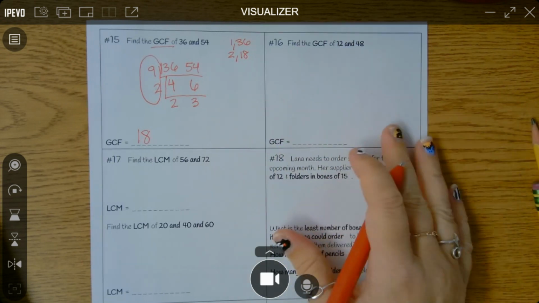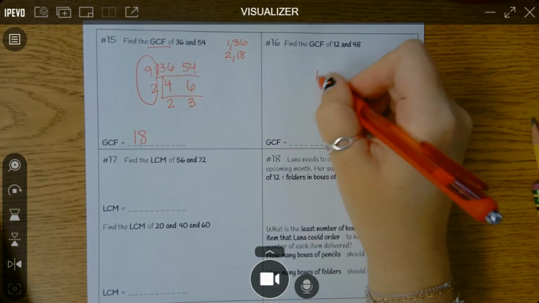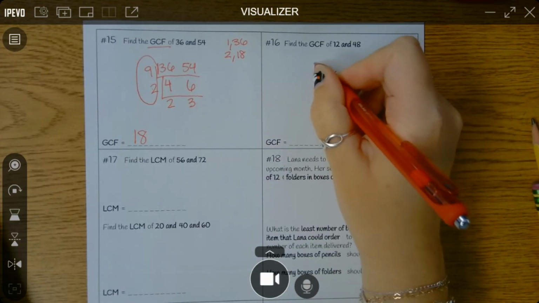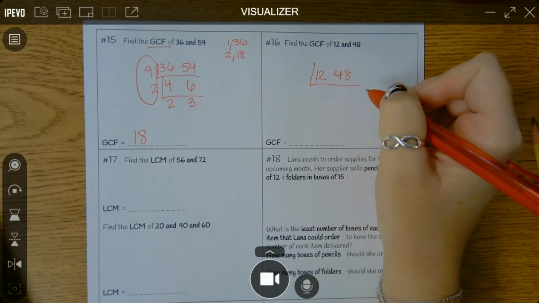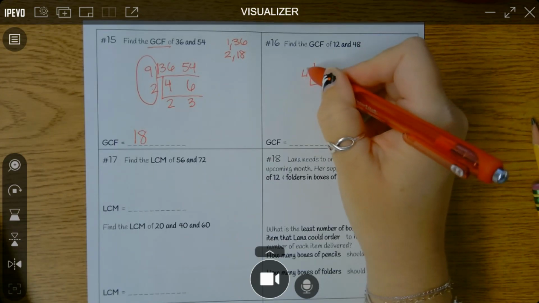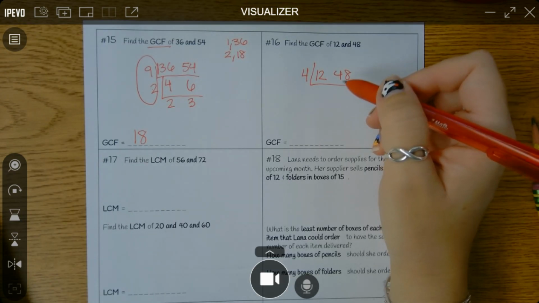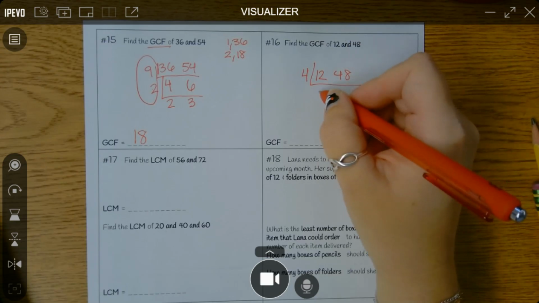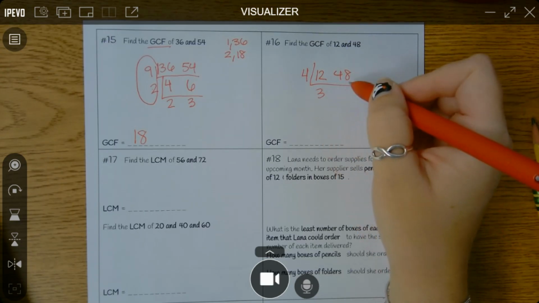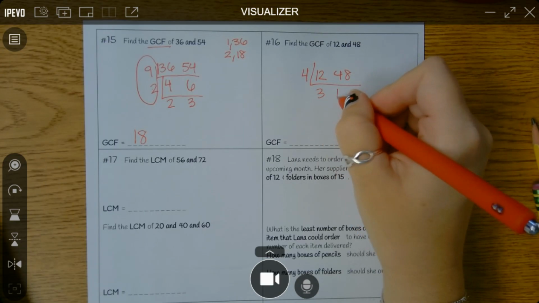Okay, 12 and 48. Ready, set, go. Okay, well, I saw 4. If you started with something different, that's fine. You could have started with 3 or with 6 or with 2. You know what? Don't erase your tree. See if we still get the same answer. 4 goes into 12 3 times. 4 goes into 48 12 times.